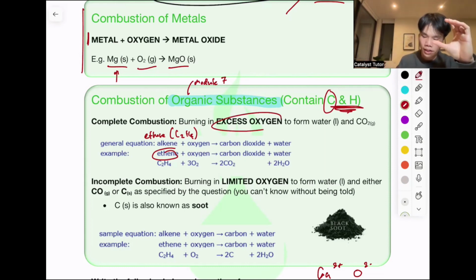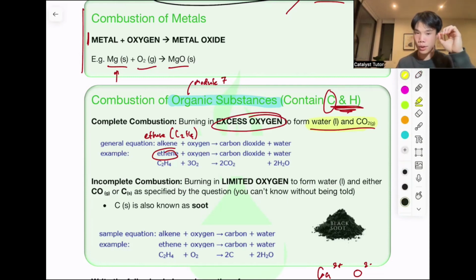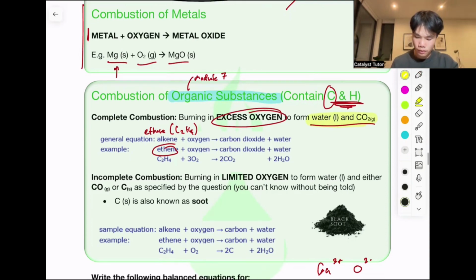Complete combustion first. When you have excess oxygen, the products will be water and carbon dioxide for complete combustion. So when you hear there's complete combustion of this, you are combusting this substance in excess oxygen. That's telling you this is the case where you make water and CO2. Water and CO2. The other case is incomplete combustion, where you don't have enough oxygen and you form water still, and either carbon monoxide or carbon solid. And we call carbon solid soot.